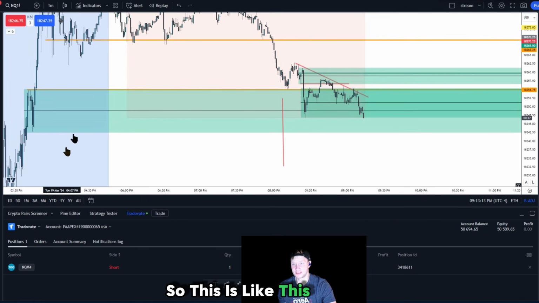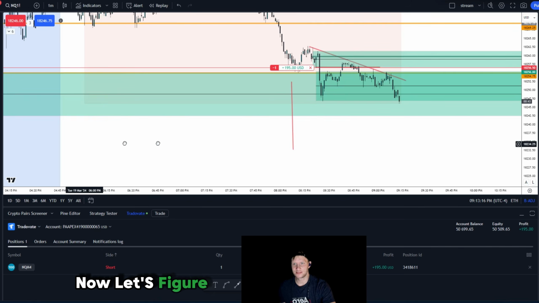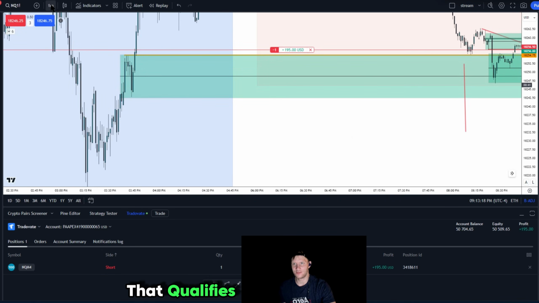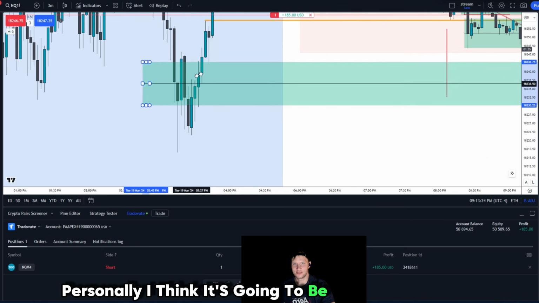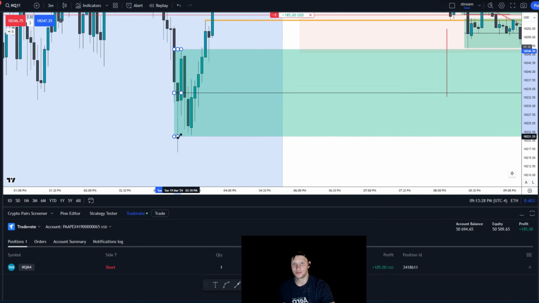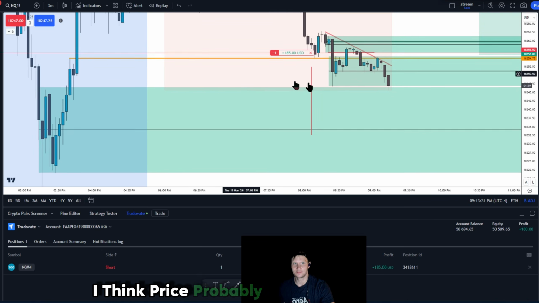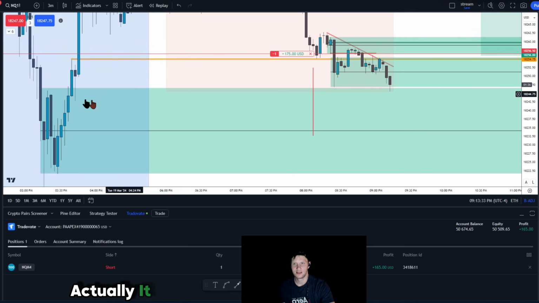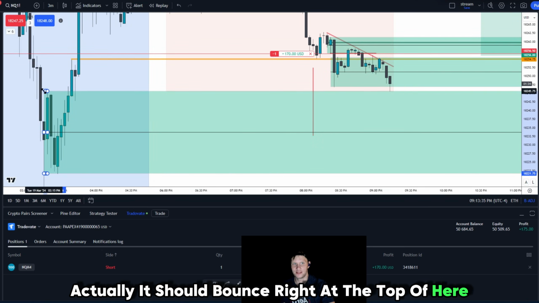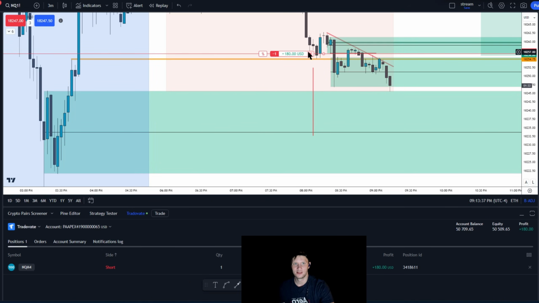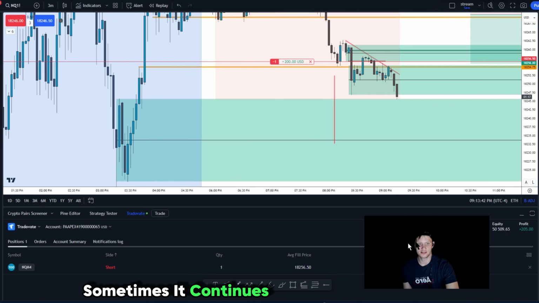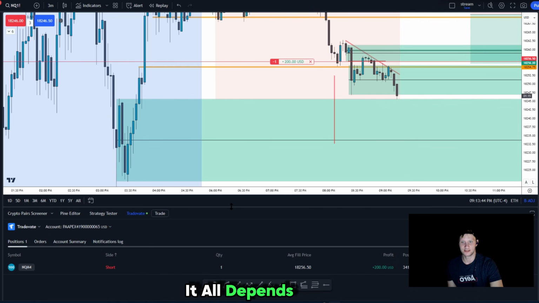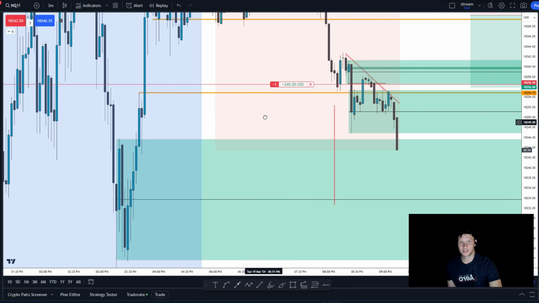So this is good. Now let's figure out where is the next place of balance that qualifies as an area of interest. Personally, I think it's going to be from here to here. I think price probably will bounce right here. Actually, it should bounce right at the top of here, which it's already doing. Sometimes it pulls all the way back, sometimes it continues going in that direction. It all depends on the day, and it's continuing here.